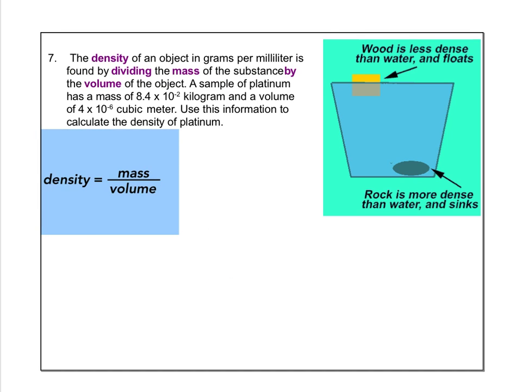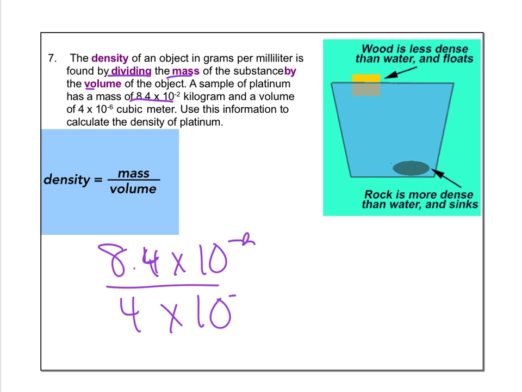So let's take a look here. Density of an object in grams per milliliter is dividing the mass by the volume. Okay, so a sample of platinum has a mass of 8.4 times 10 to the negative 2 and a volume of 4 times 10 to the negative 6. Use this information to calculate the density of the platinum. So I've set up a little division problem here. So here's all I'm going to do. I'm going to divide these numbers and I'm going to subtract these exponents.